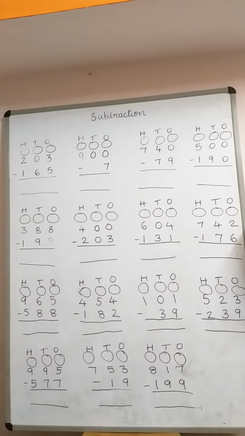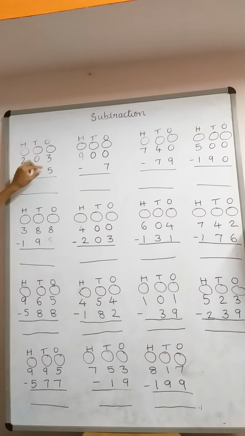Starting from the first one, we have the first number here, 203 minus 165. So, first look at the ones place. There is a number 3 and 5. So, look at the top number. The first number is 3 and the one below is 5. What can you observe here? The number which is on top is a lesser number and which is at the bottom is a greater number.